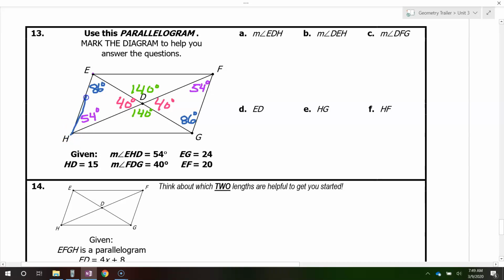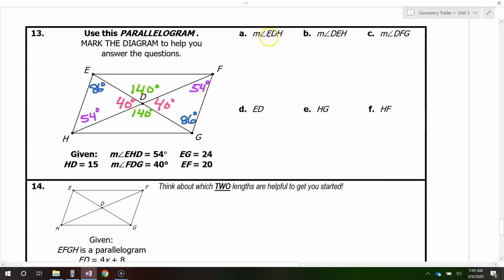Or I could think of it as alternate interior angles. I could do that Z thing again, and the corners of the Z, which I just drew very badly, should be the same. So I can quickly find all of these angles. If I look back, I'll find that I know what these answers are.